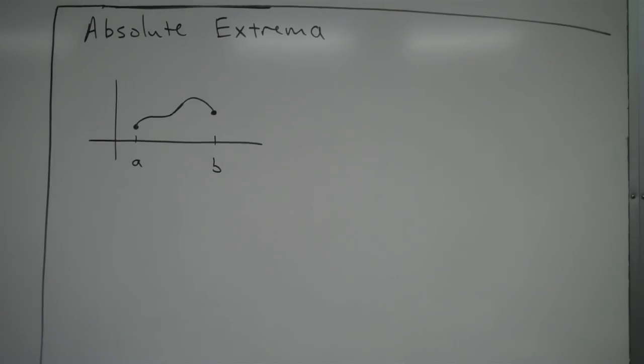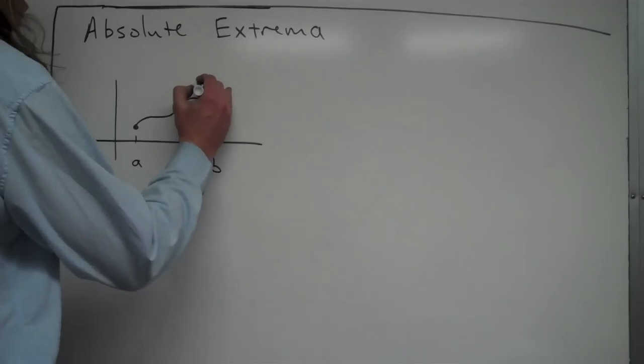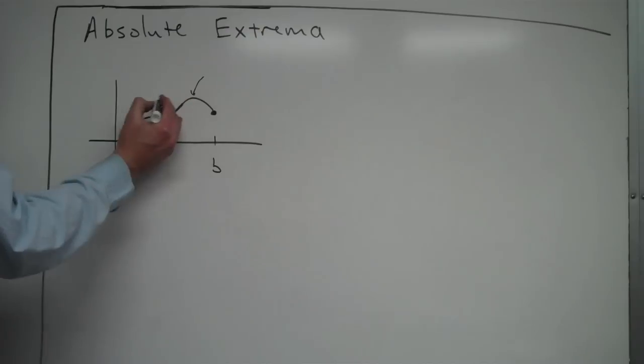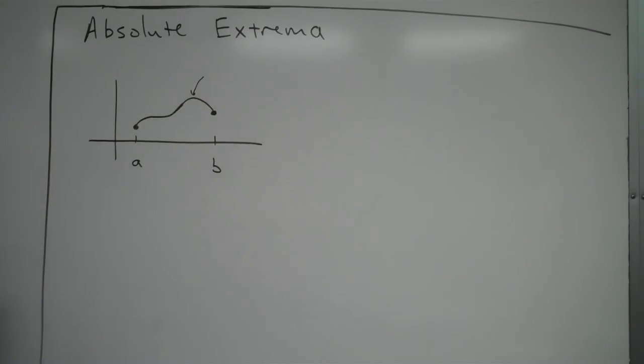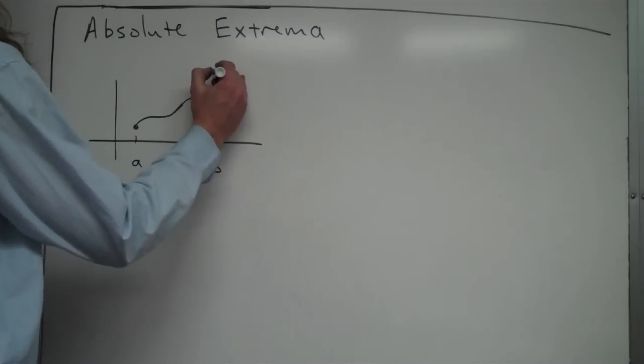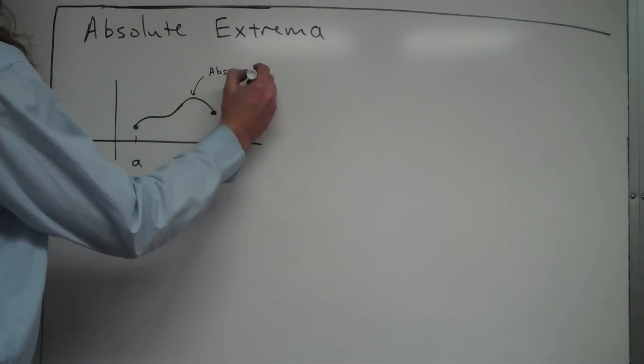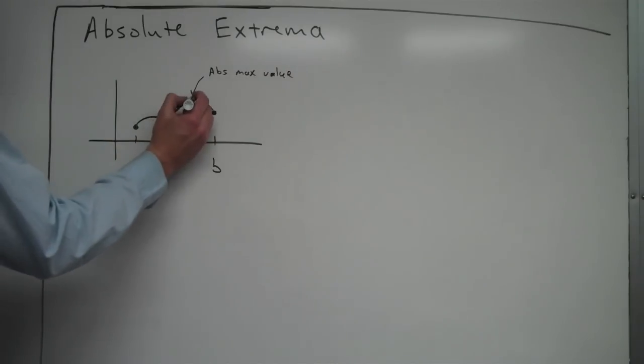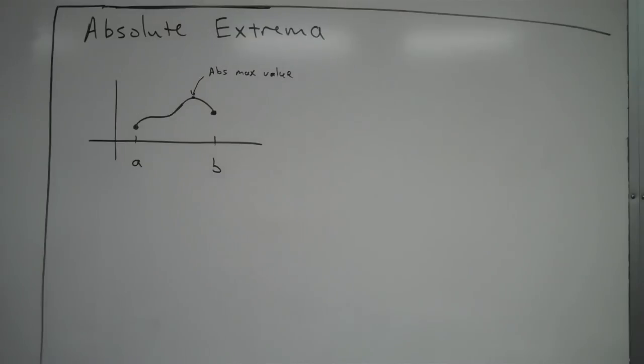Okay? And what that means is that there is some value, and when I say value I'm referring to the y value, in between a and b, that is larger than all the rest of the values. So in this case, I would be looking at this point right here on this graph, where this y value is larger than anywhere else on that graph in between a and b. And so this would be what we call the absolute maximum value. The absolute maximum value is referring to the y value at that point.